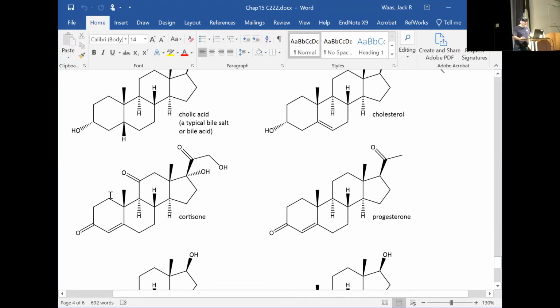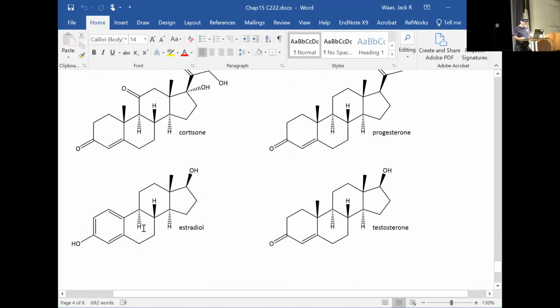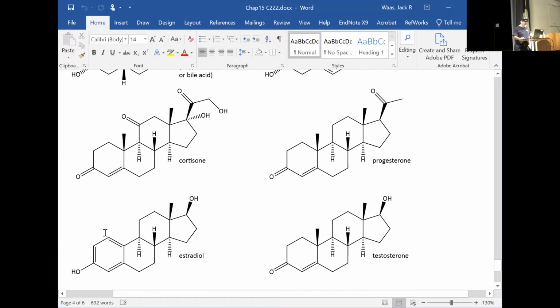Over here, you've got cortisone, and that's a steroid hormone. Again, I would not expect you to draw cortisone, but I would expect you to look at this and say, well, this is not cholesterol. It's also not a bile salt or bile acid. So it must be some other, either a sex hormone or a steroid hormone. And here's progesterone. That's an example of a sex hormone also. I even have estradiol and testosterone. Estradiol is an interesting one. Look, the A ring is aromatic. So that's allowed. It will still be a 6-membered ring, of course. But the other ones, that ring is not aromatic.